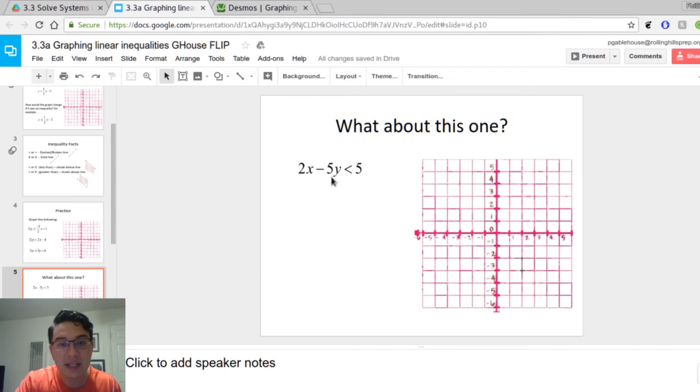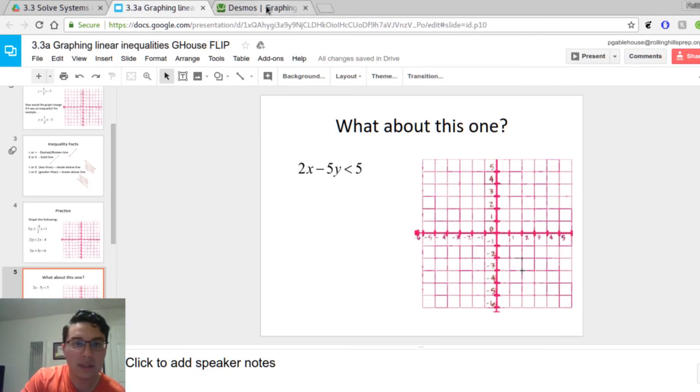We end up dividing by negative 5. When we divide by a negative or multiply by a negative, we switch the inequality. So the inequality we're really working with here is y strictly greater than 2/5 x minus 1. Okay, so go ahead and graph that in the grid here.